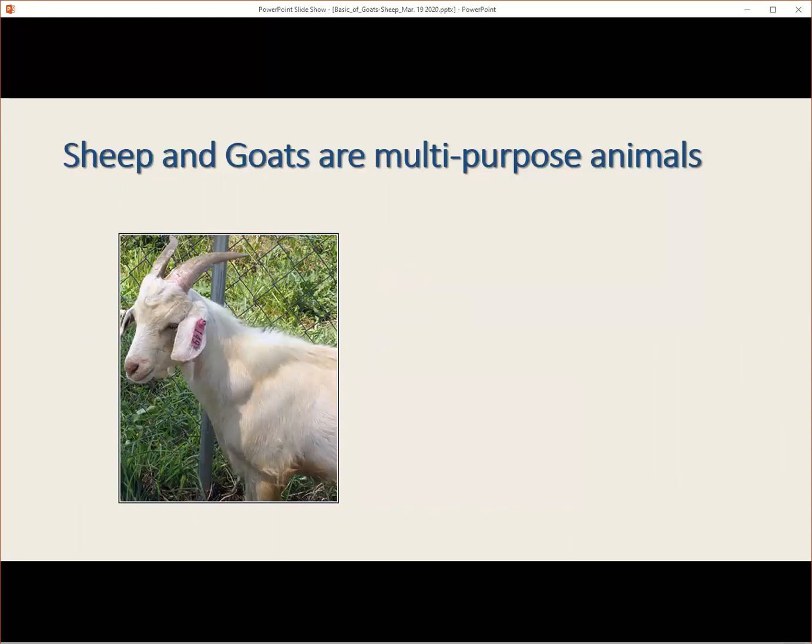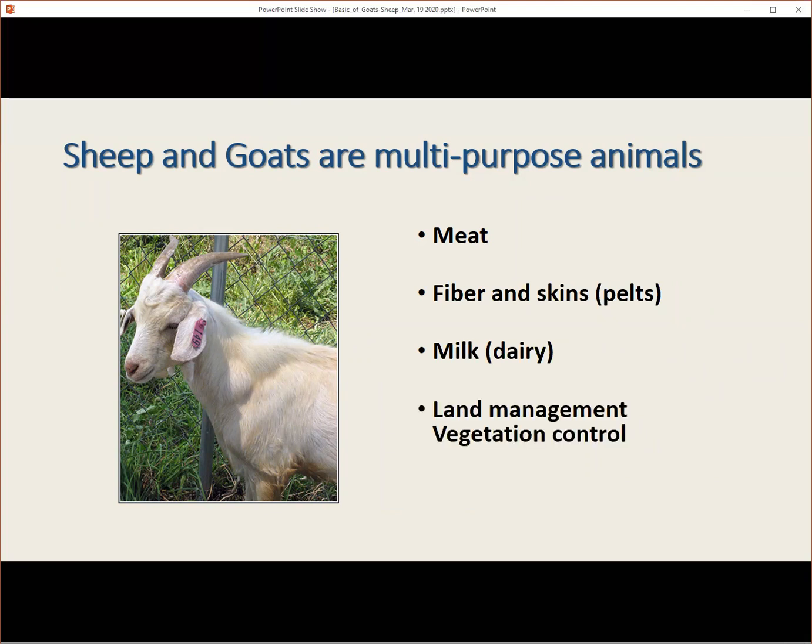So sheep and goats are multi-purpose animals. They can be meat, they can be fiber and pelts. The pelts can be quite valuable if you do a good job. Milk, as I said, or dairy. This is our milk, dairy, yogurts, ice creams.